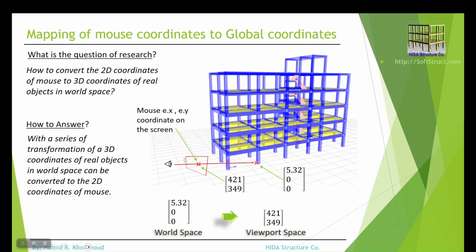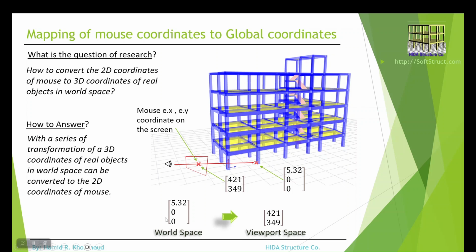The computer screen is a two-dimensional space. When we click on the screen, we get only the x and y value of the screen pixels. However, we aim to select a three-dimensional object in our scene or world space. What is our solution? It can be achieved through a series of transformations of a three-dimensional coordinate of objects in world space to convert them to the two-dimensional coordinates of the mouse or screen space.